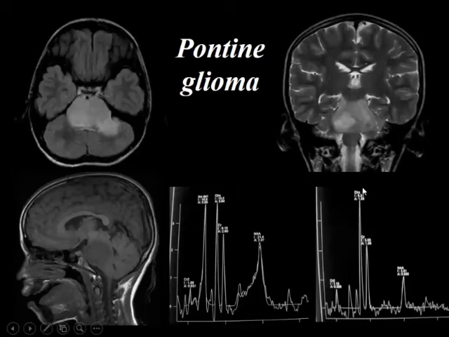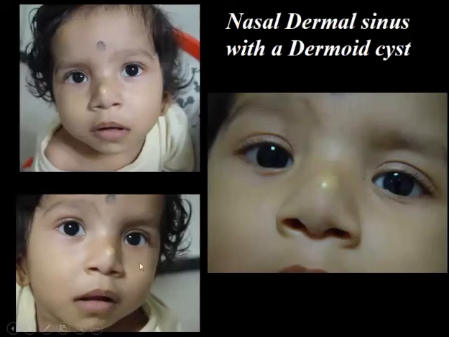Now, if the choline level is high, it is malignant. If the choline level is lower than NAA, this is NAA. So if the choline level is low, if the NAA is high, it is not tumor. If the choline is high and the NAA is low, it is tumor. Because there are a lot of breakdown products within the tumor which causes elevation of choline. So elevation of choline, tumor. This is for you.